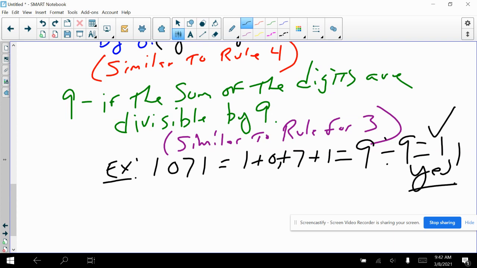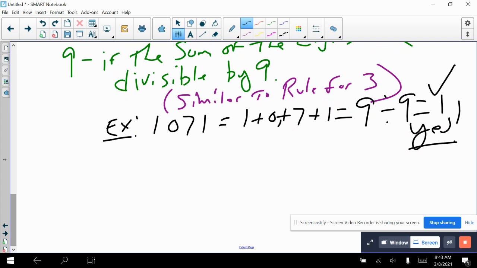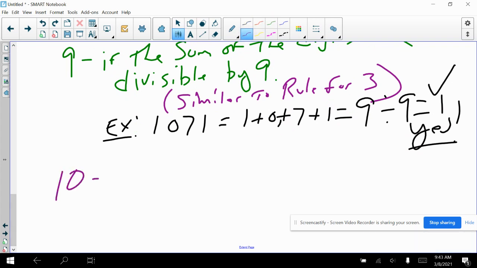If you wanted to test 1071, is it divisible by 3? You would add up the same digits. You would get 9. Does 9 divided by 3 go in evenly? The answer is yes. So that number is also divisible by 3. Does that make sense? All right, and the last one, rule 10.